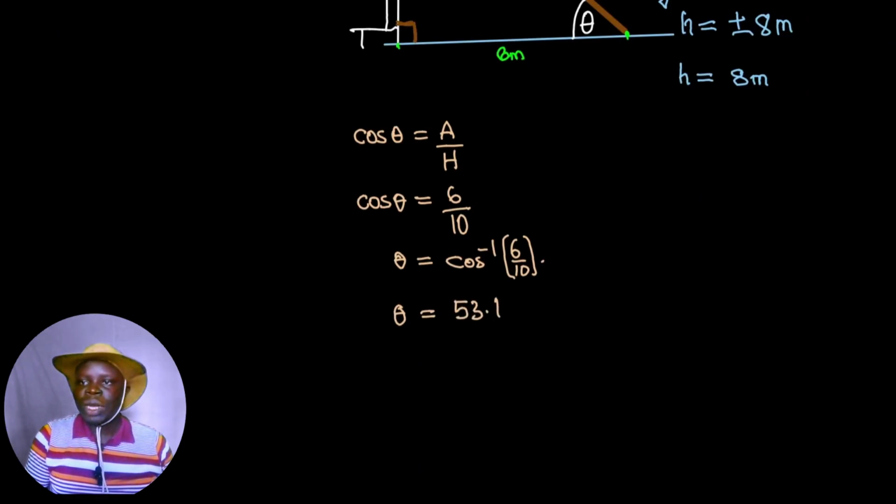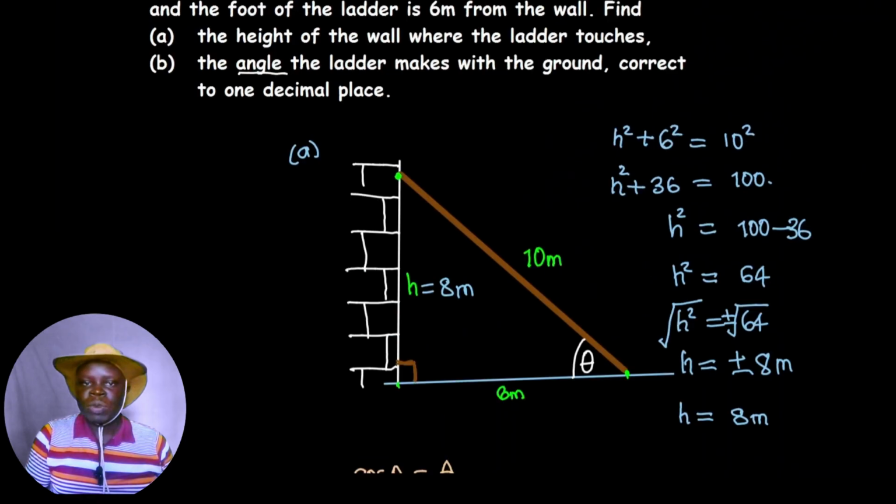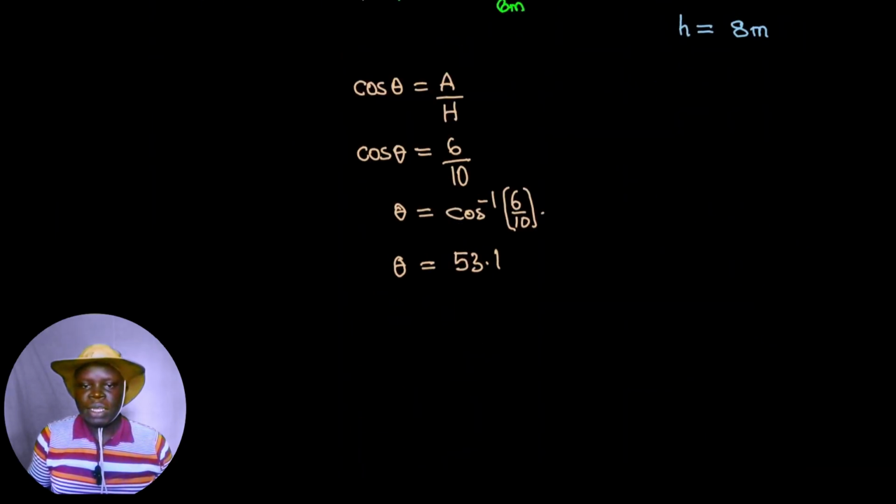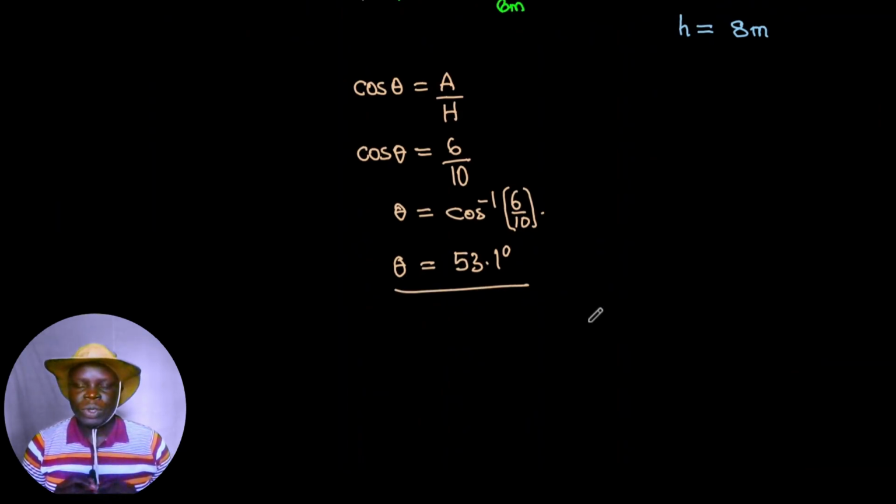53.1. And let's look at the restrictions here. To what number of decimal places? Here we are told to get it to one decimal place. Therefore, our answer is valid to one decimal place, that is 53.1 degrees. And that is how we tackle question number 2.